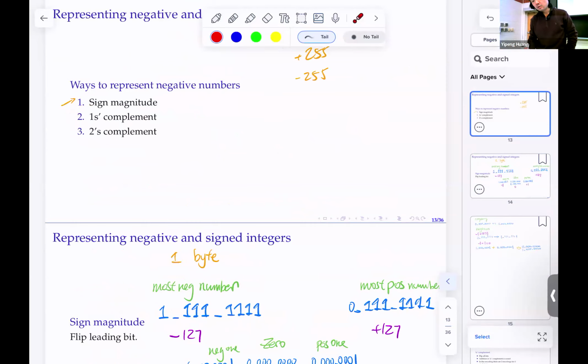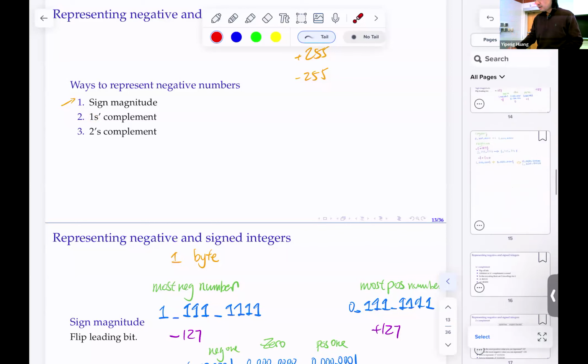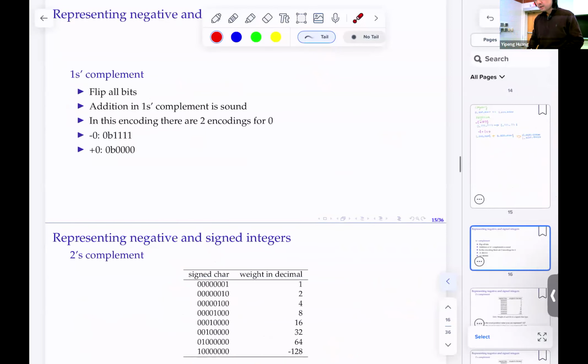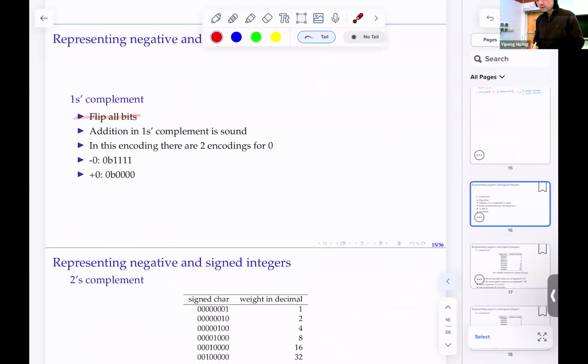The first alternative is called one's complement. The way that one's complement works is, if I want to negate a number, I just flip all the bits. That's it. It's called one's complement, plural ones, so a bunch of ones, and complement. Take all the bits, flip all of them, and you get the negated number. So let's consider this number system. One's complement flips all bits to negate a number.